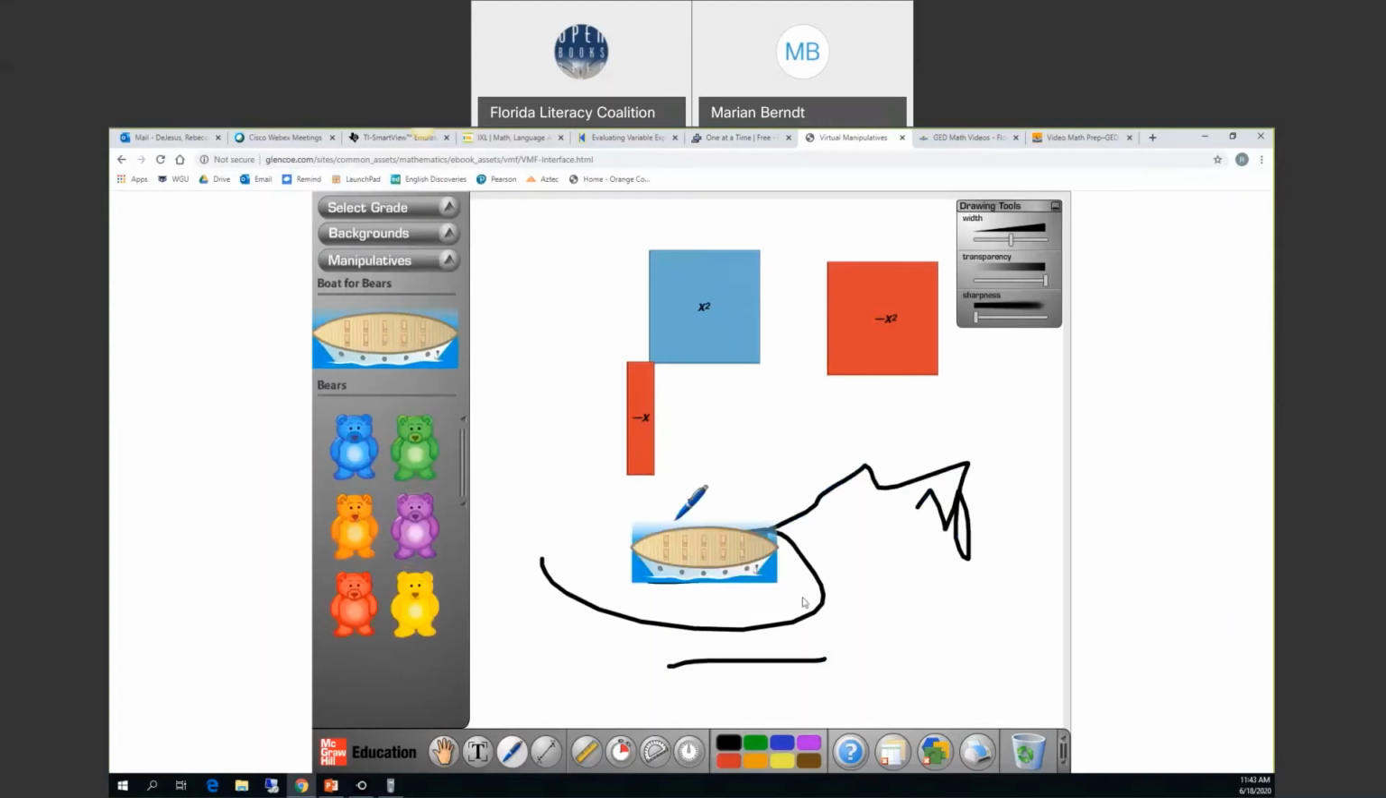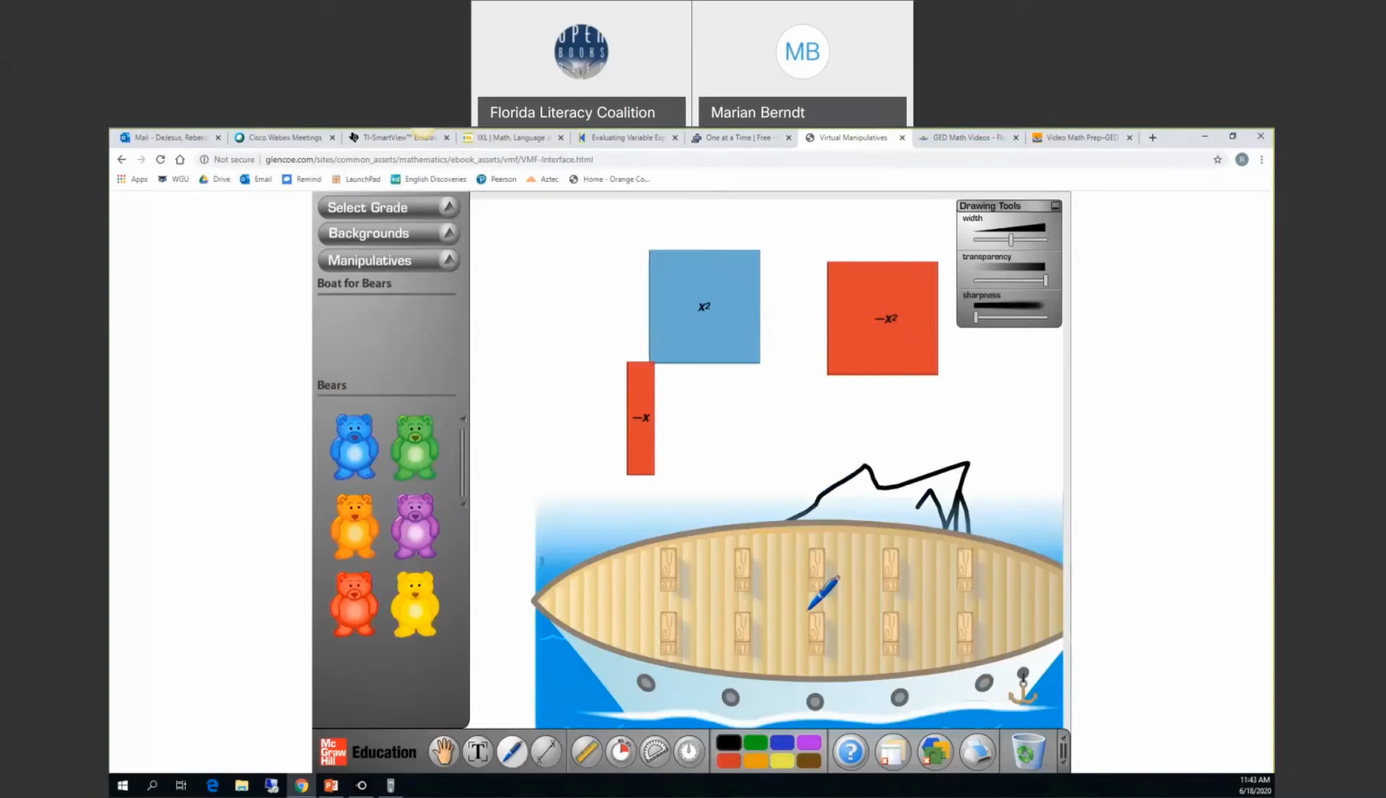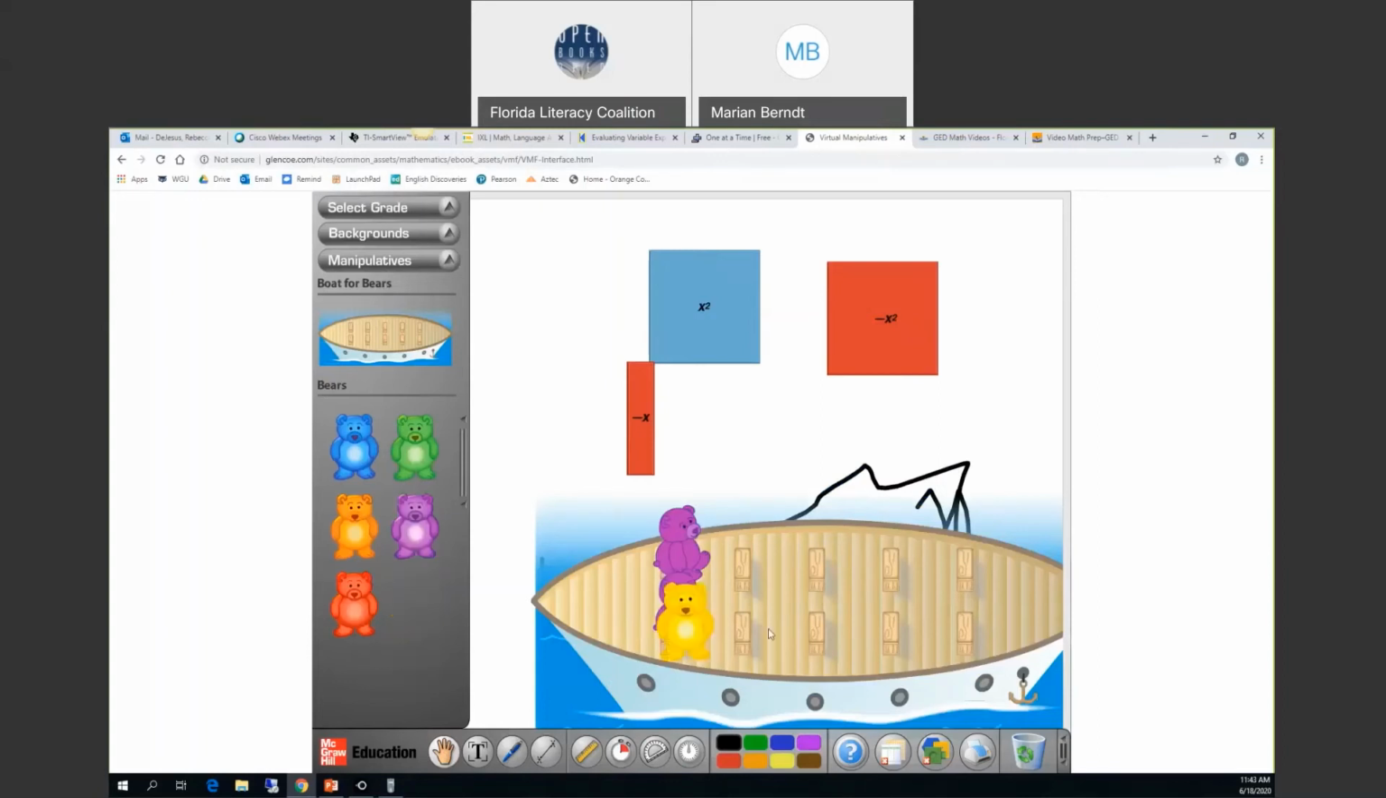I like the kind of the funniness of some of this. This is really made for kids, but here we go. I can ask a probability question. All right, so there's all these bears, they're in a boat. If one of them falls out, what's the chance that it's a yellow one?